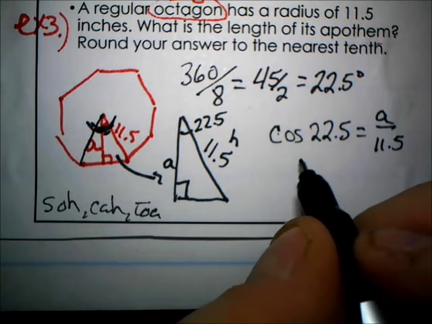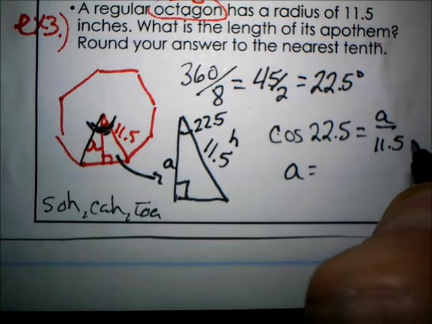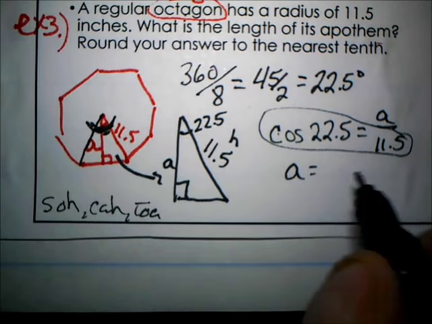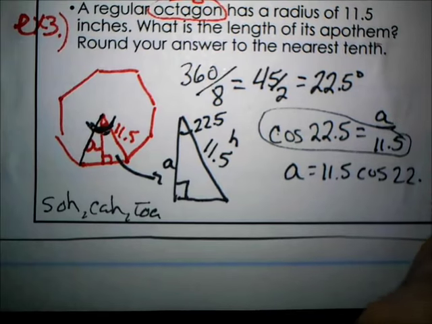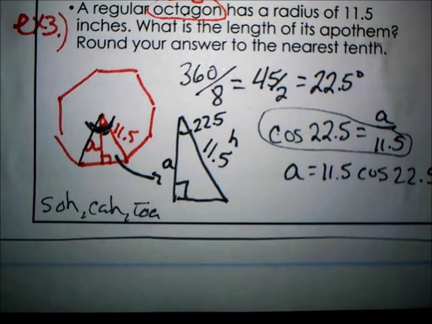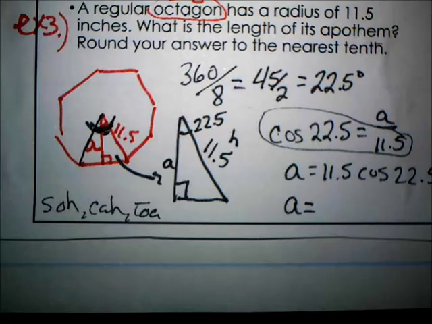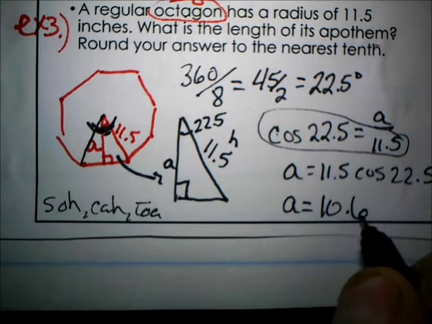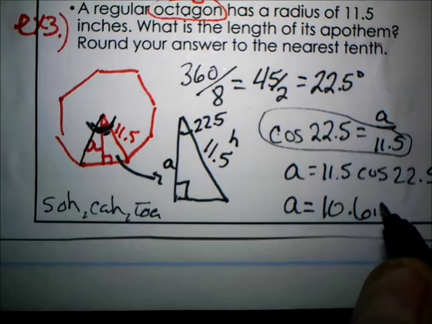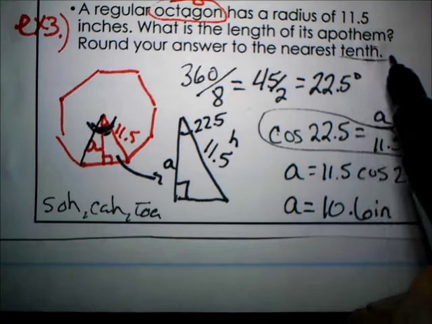So that means I can find A when I cross multiply. Right there will be 11.5 cosine of 22.5. Now remember, you got to make sure your calculator is in degrees when you do that calculation. And when I type it in, I find that the apothem is going to be 10.6 inches, because I am rounding to the nearest tenth.